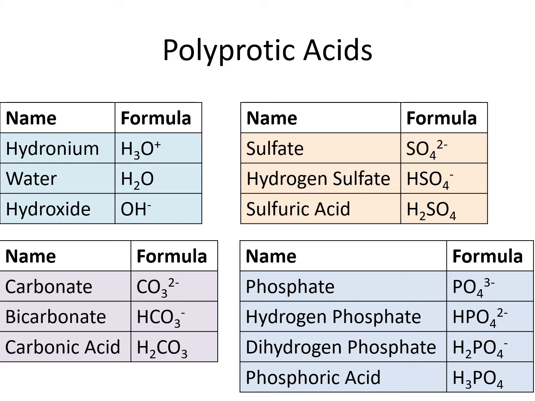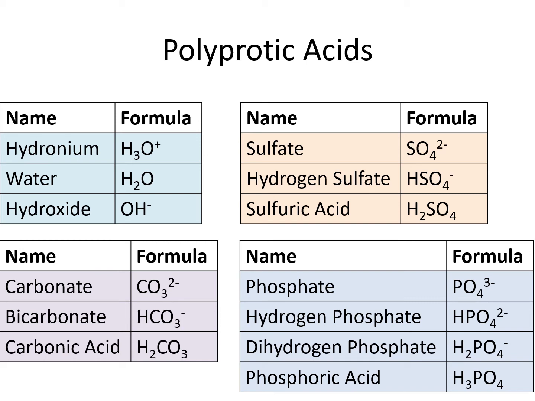Sulfuric acid is the neutral acid based on sulfate. If sulfuric acid were to lose only one of its 2 hydrogens, it would have the formula HSO4-1 and be called hydrogen sulfate. If it lost another hydrogen ion, it would yield the sulfate ion.